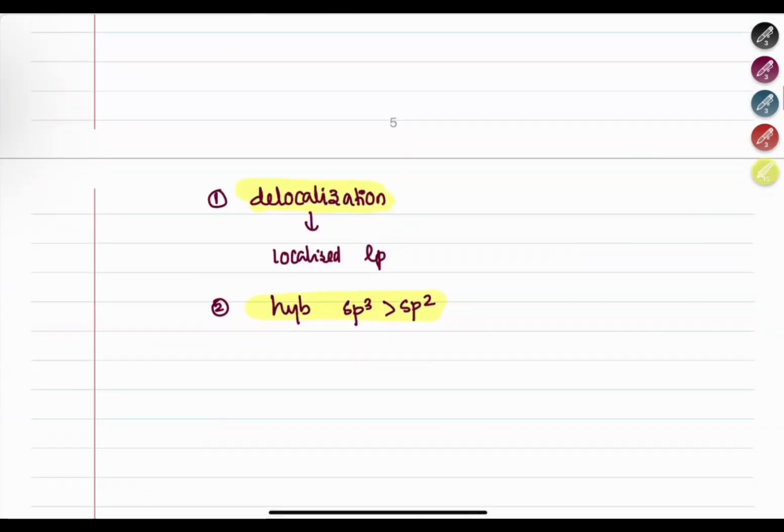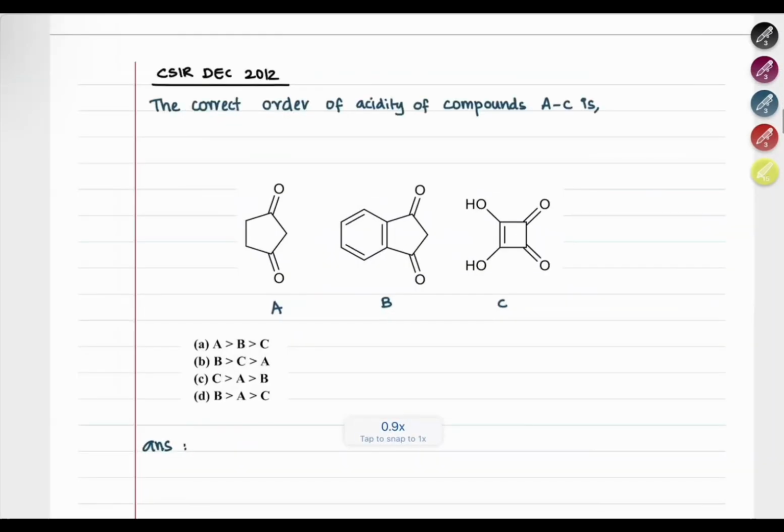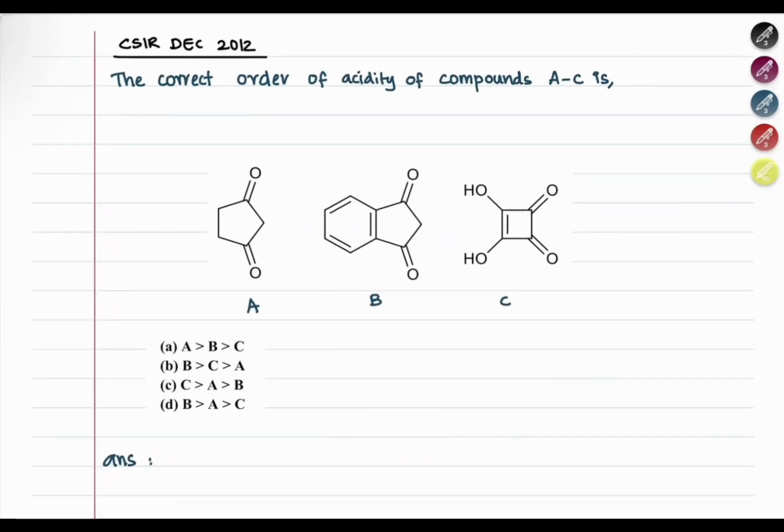So what have we discussed till now? To determine the basicity of two atoms in a molecule, what we have to look for first is delocalization. If delocalization is present in a molecule, then the localized lone pair will have high basicity. If there is no delocalization, then we look for hybridization. In hybridization, sp3 will have more donor ability than sp2. Then comes the sp hybridized orbital. So now we'll discuss a question from acidity and then we'll move on to the next topic.